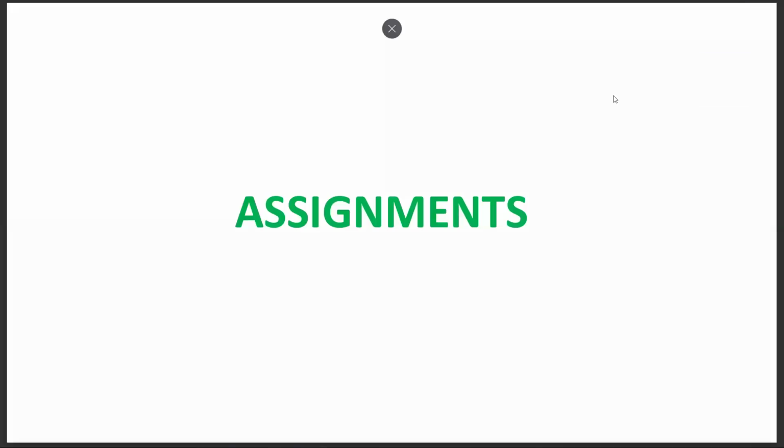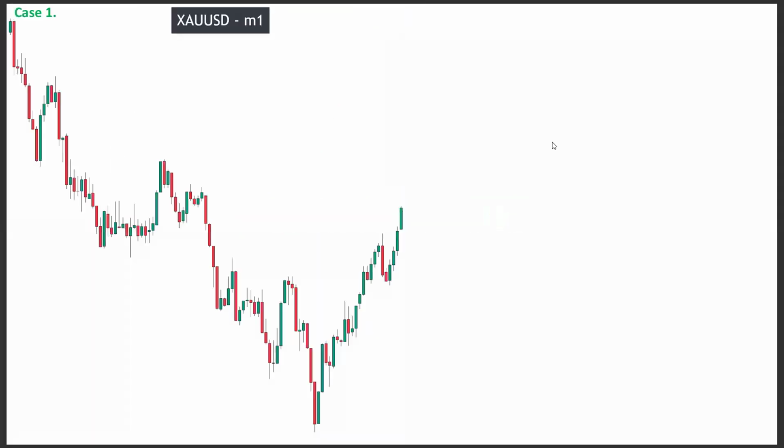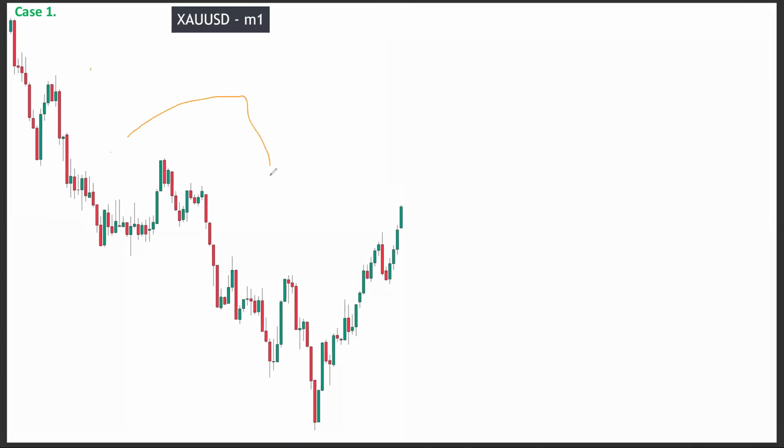So the first assignment here is on gold, XAU USD. Now, I want to spot out some ranges and show you how to mark your trends properly. It would be better if I had done this on TradingView, but let me see if I can. Okay, this is beautiful. So I can actually work on this. Now, the trend started here.